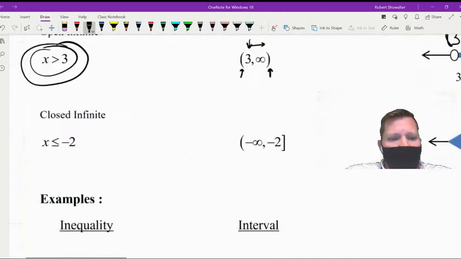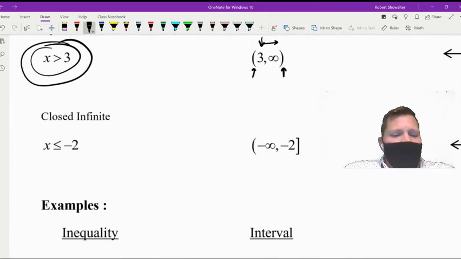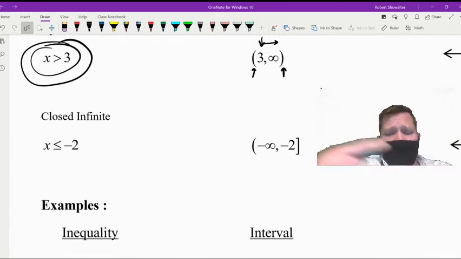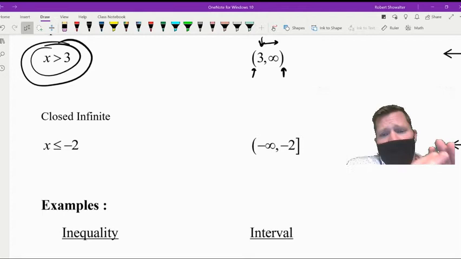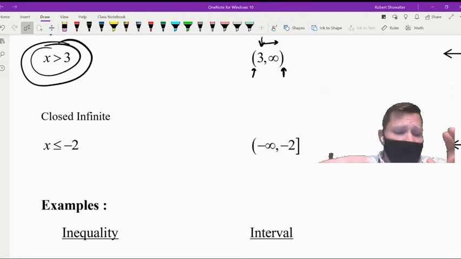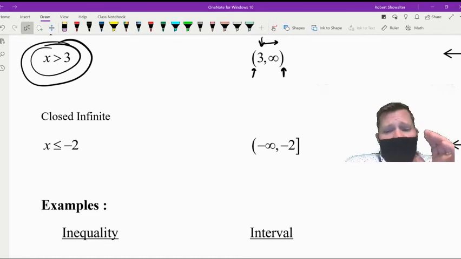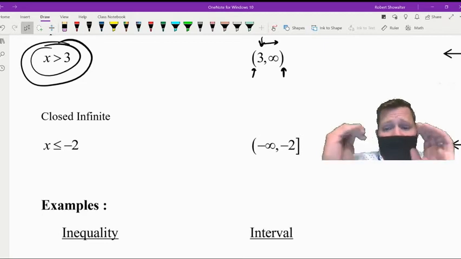So let's look at that. Closed infinity. If we have the statement x is less than or equal to -2, that means we're going from -2 all the way to the left. Or when we talk about it in numerical order, we're going to go from -infinity, furthest to the left, the arrow is going to keep going, and then we're going to stop at -2. Okay, and we're actually going to reach -2.